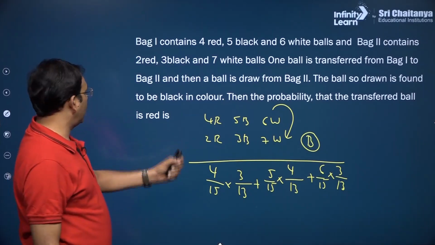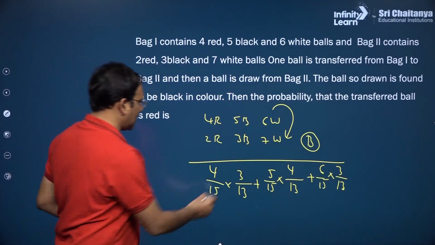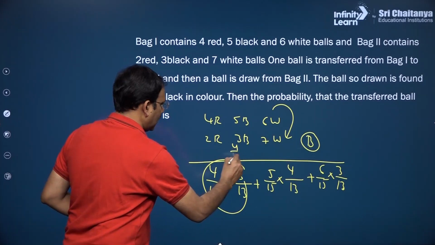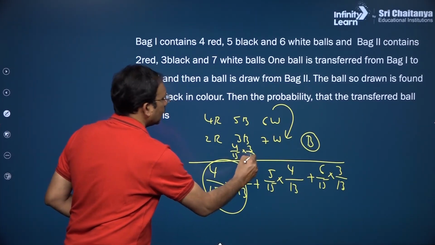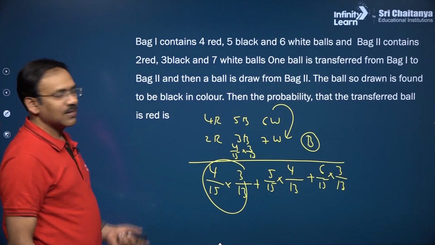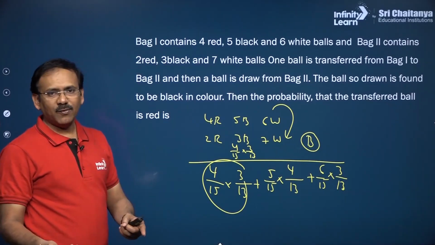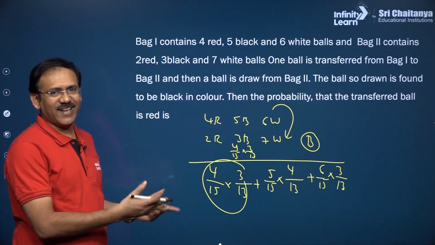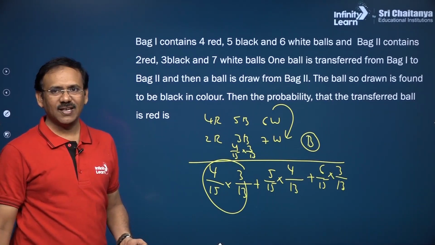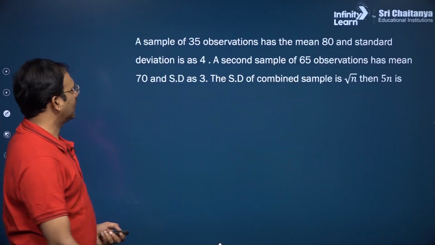I want the case transferred from red, which means this case you want. This you try to write in the numerator. So you have to find this. Arey yaar, the probability cannot be 1, I want a numerical answer. No need to simplify this, without simplification.